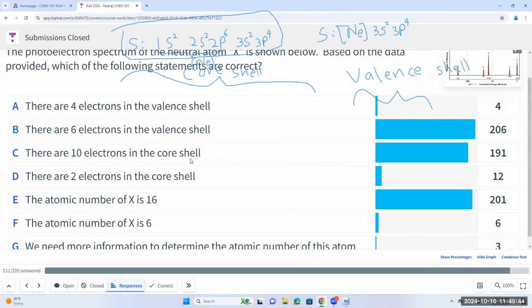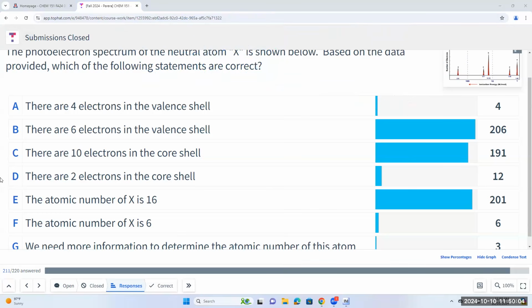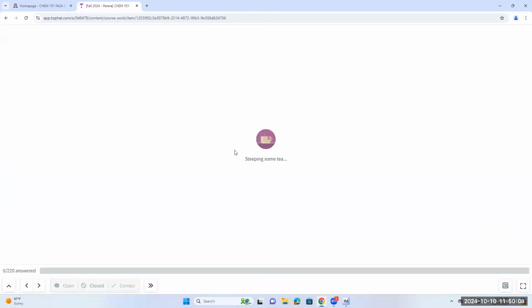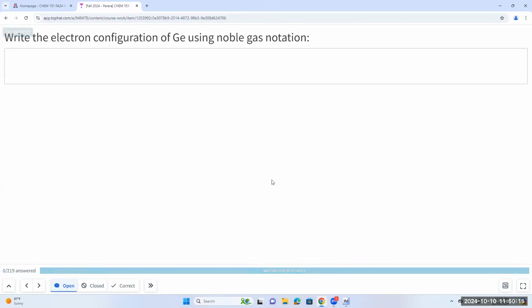All right. Any questions, concerns, comments about this? What questions, concerns, comments do we have? Anything? All right. So I think we are good with electron configurations, electron spectra, and the idea of core and valence shells. Now, let's do this. Let's write the electron configuration of germanium. Let's do the noble gas notation. Here we go.